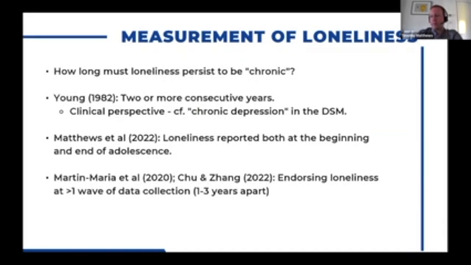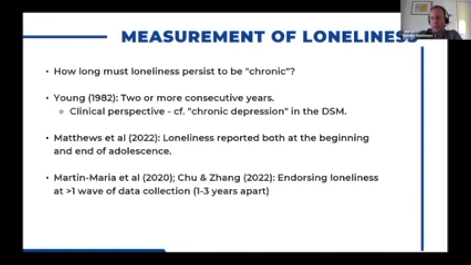But then also, not all studies have these fine-grained repeated measures. They may only have 2 or 3 data points, and so they have to come up with their own ways of defining chronic versus transient groups. So how do we make that judgment call? Well, there is a chapter in the influential Peplau and Perlman text by Young, who suggested that we treat loneliness as chronic if it lasts for 2 or more years.